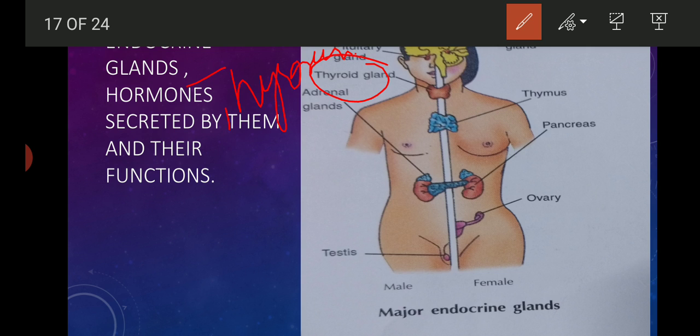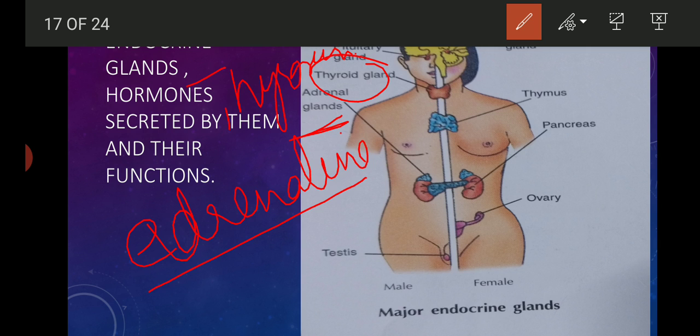The next one is the adrenal gland. The adrenal gland is present at the upper end of the kidney. Each kidney has an adrenal gland, and the adrenal gland releases an emergency hormone known as adrenaline. It is known as the emergency hormone, or it is also known as the triple F hormone.